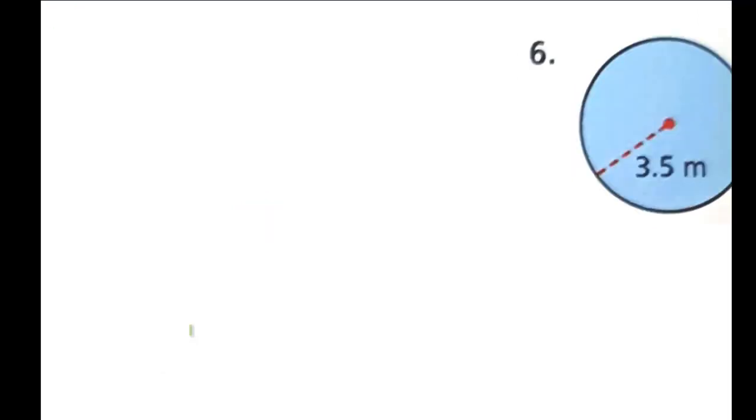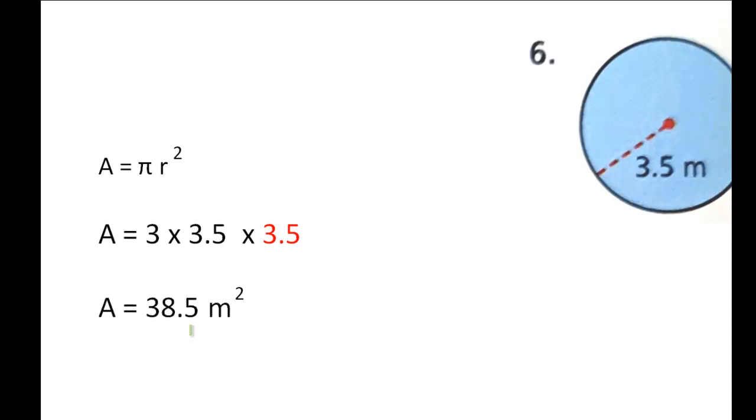Question 6. We have here a circle with radius of 3.5 meter. So our rule is area of circle equals pi r square. Pi equals 3. R equals 3.5. So area of circle will be 3 multiplies 3.5 multiplies 3.5. So I have here area will equal 38.5 meters square.